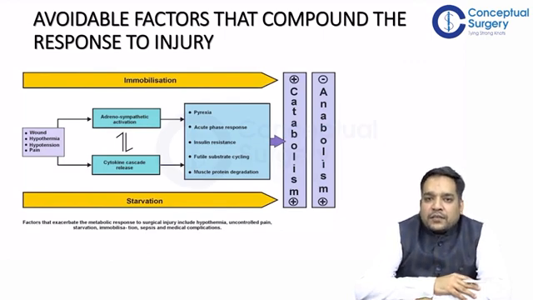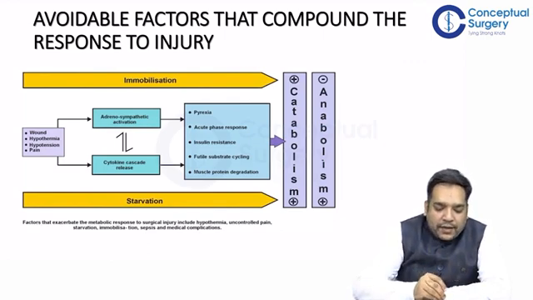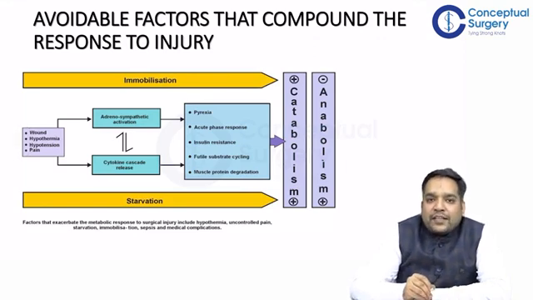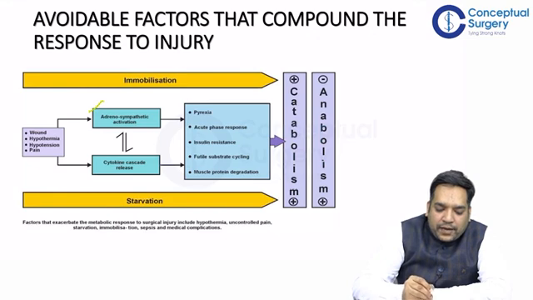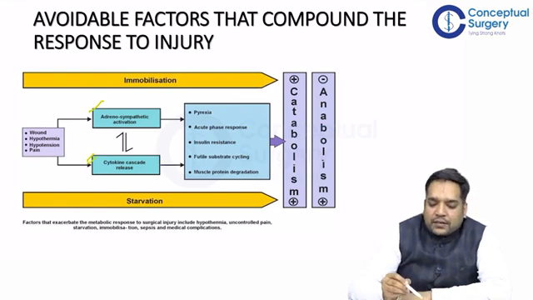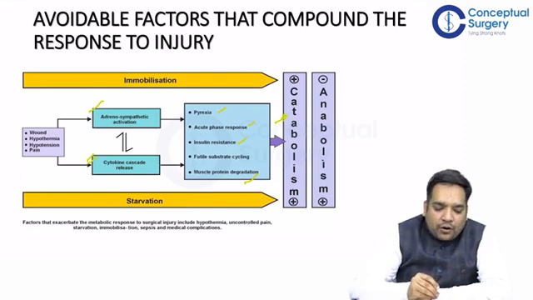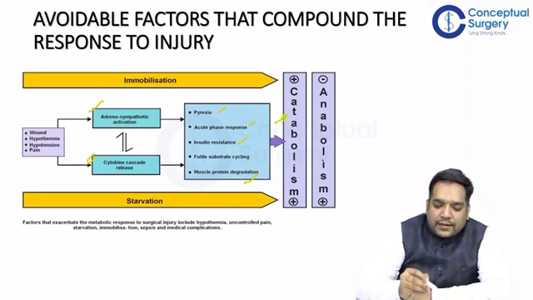So here we can see the pathophysiology. Factors like hypothermia, hypotension and pain lead to adrenosympathetic activation, and also lead to cytokine cascade release. Because of both of these, there is pyrexia, acute phase response, insulin resistance and muscle protein degradation. So all these are part of the catabolism. Basically, ultimately, all these factors are leading to catabolism. It is seen that immobilization and starvation also cause catabolism.